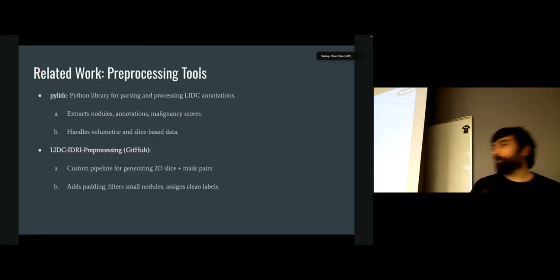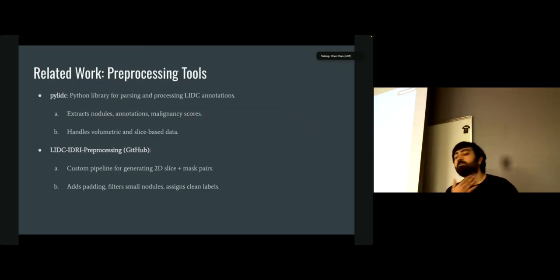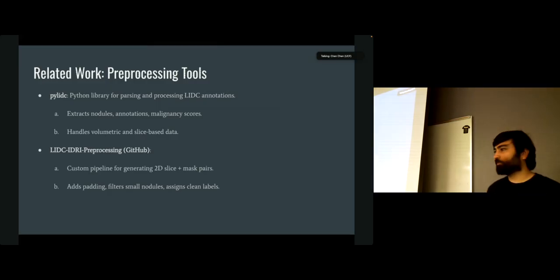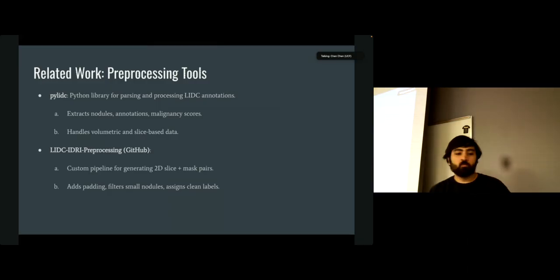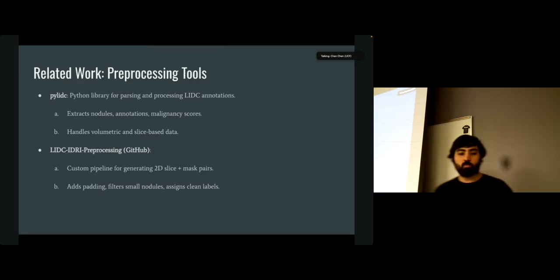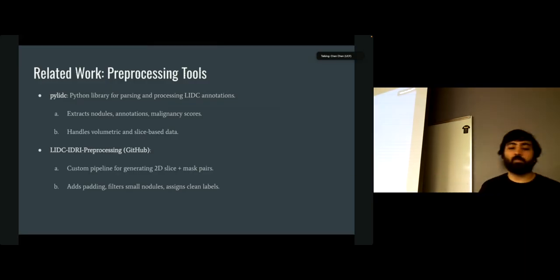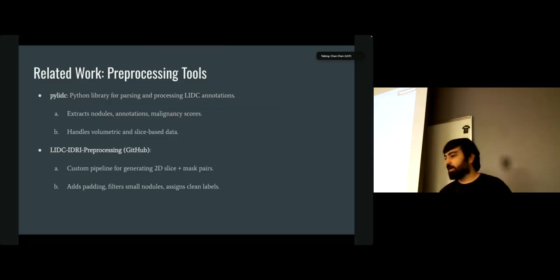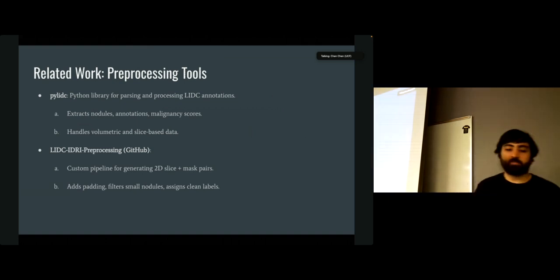So one important credit that I want to give is to the tools that I use to pre-process the data. As I said, the data is all over the place, and there are several annotations. Sometimes it's missing or whatever. So there are two important libraries or GitHub repos that I used in this project. One is PyLIDC. It's a Python library for processing the LIDC annotations, and it's able to basically combine all the annotations and everything together and organize them systematically.